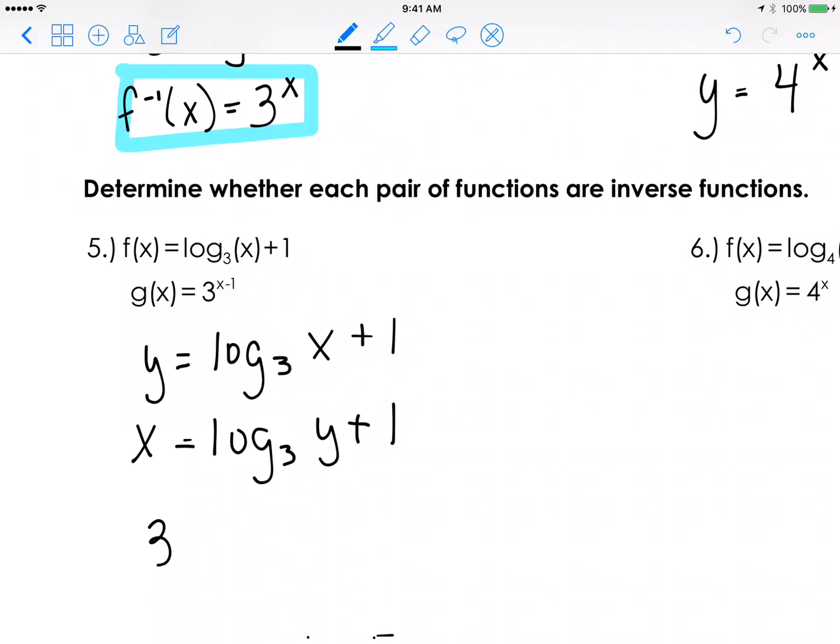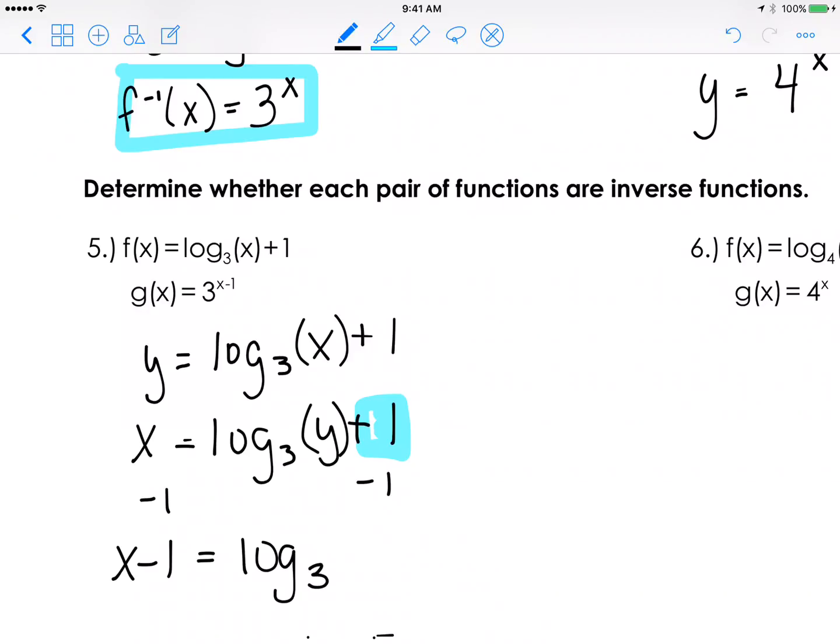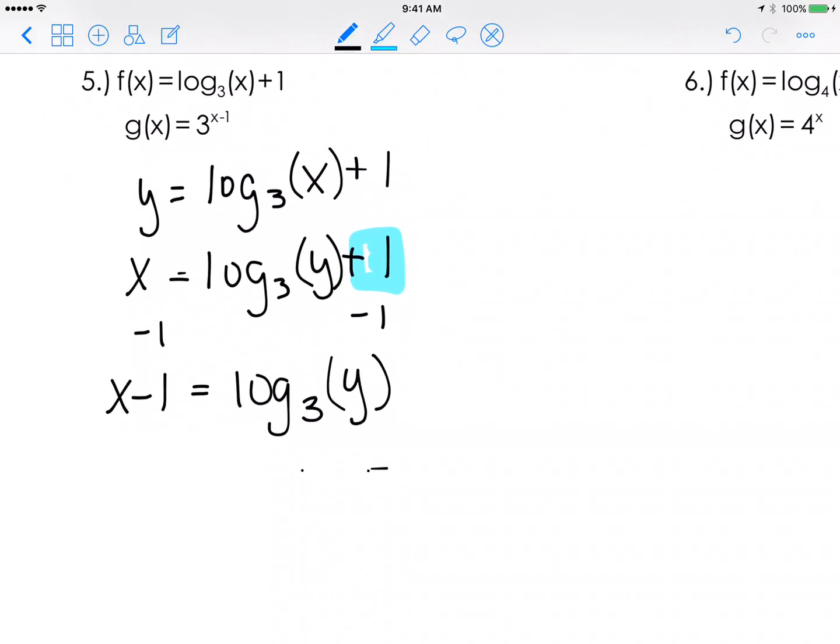So now change it. Let's make sure that we put parentheses around the right ones. Now, before we can change it into exponential form, we need to do something with this plus 1. So let's subtract it to the other side. Now that the log is by itself, we can change it into exponential form. So we get 3 to the x minus 1 equals y.